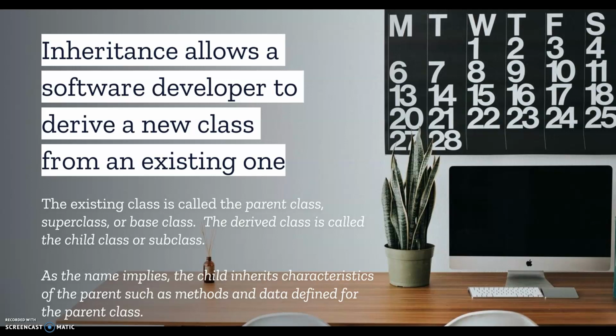Inheritance allows a software developer to derive a new class from an existing one. The existing class is called the parent class, superclass, or base class. The derived class is called the child class or subclass. As the name implies, the child inherits characteristics of the parent, such as methods and data defined for the parent class.